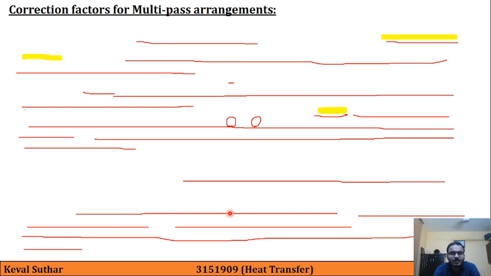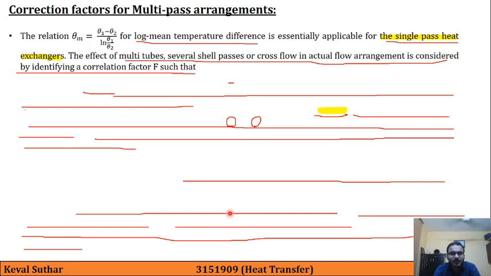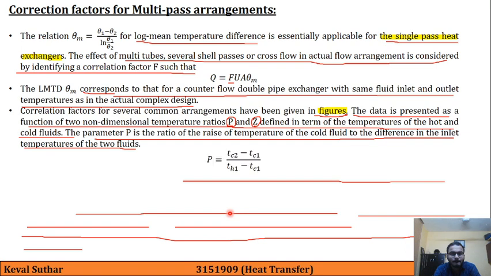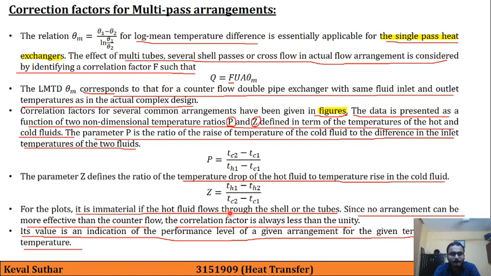Now the next is the correction factor for multipass arrangement. The relation that we derived is only applicable for single pass heat exchangers. For multi-tube, several passes or cross flow in actual flow arrangement, it is considered by identifying a correction factor F, such that we need to multiply it with Q.